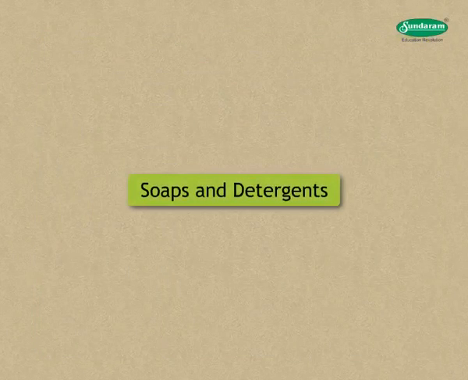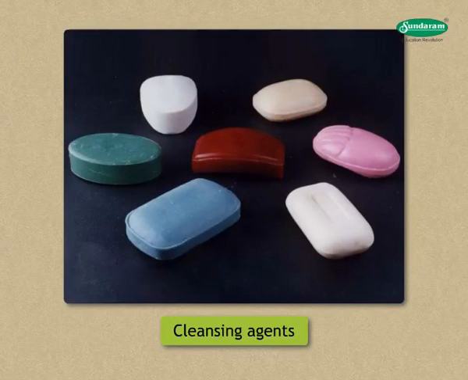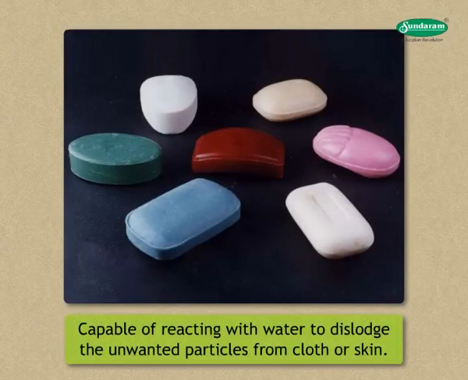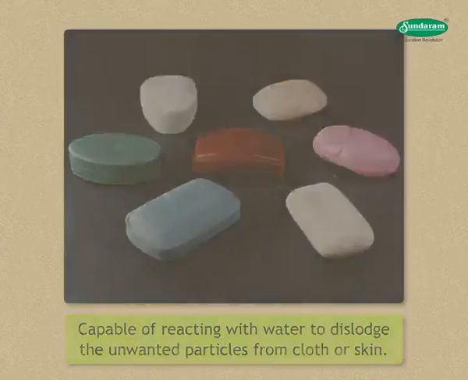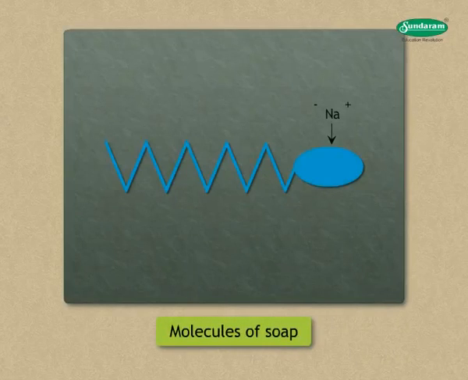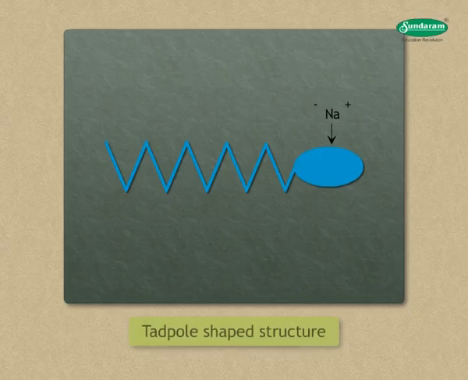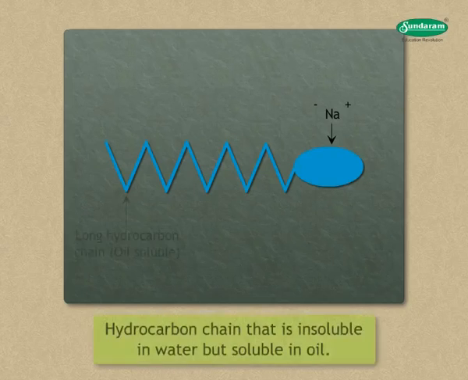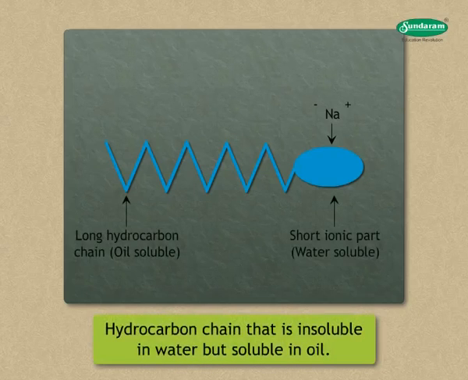Let us study how organic chemistry is related to soaps and detergents. Soaps are cleansing agents which are capable of reacting with water to dislodge the unwanted particles from cloth or skin. The molecules of soap are sodium or potassium salts of long-chain carboxylic acids. A soap molecule has a tadpole-shaped structure. At one end of the soap molecule is a hydrocarbon chain that is insoluble in water but soluble in oil.